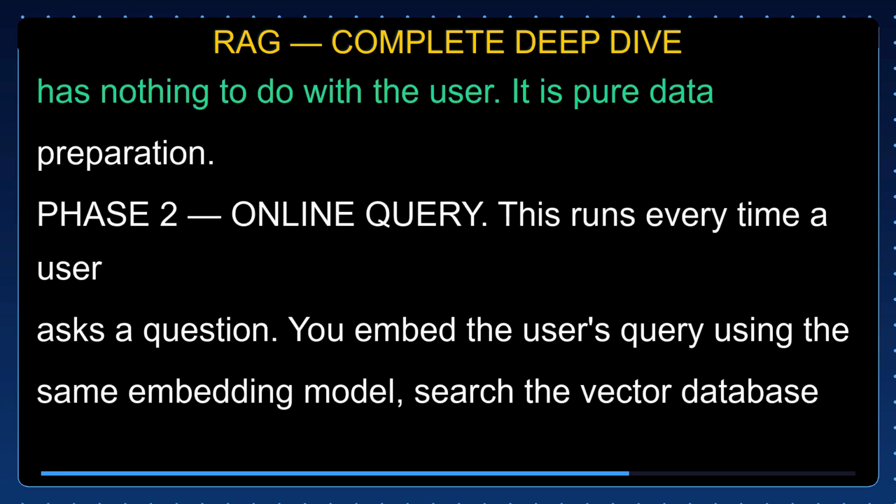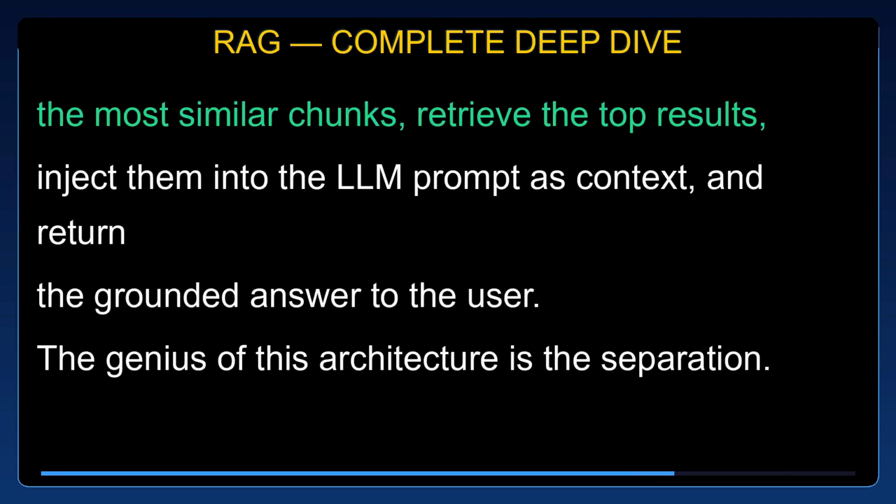Phase 2. Online query. This runs every time a user asks a question. You embed the user's query using the same embedding model. Search the vector database for the most similar chunks, retrieve the top results, inject them into the LLM prompt as context, and return the grounded answer to the user.